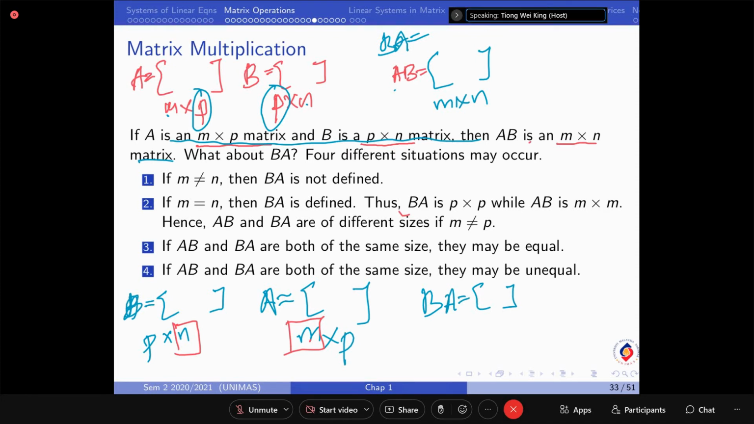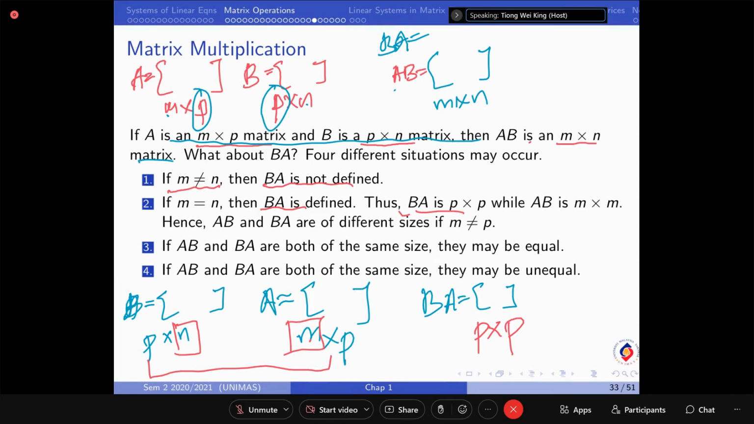The first one: if M is not equal to N, if this is not the same, then you cannot find BA. If M equals N, then you can find BA. The size for BA is P by P, if these two have the same value, otherwise no. While the size for AB is M by M.